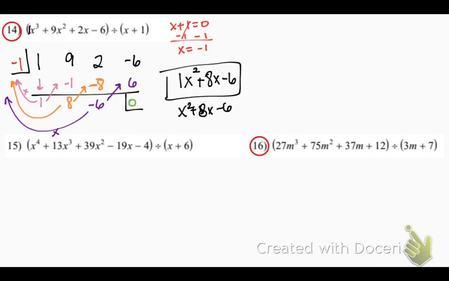Now 15, are you going to use synthetic or long division for that one? Okay, that one is synthetic. Make sure you check if it has a remainder. If it does, you need to include that as your answer. Now 16, I have 3m plus 7. That is different from the other two. If I set that factor equal to 0 and solved, I would get a fraction. So that means that on this question, I have to use long division.